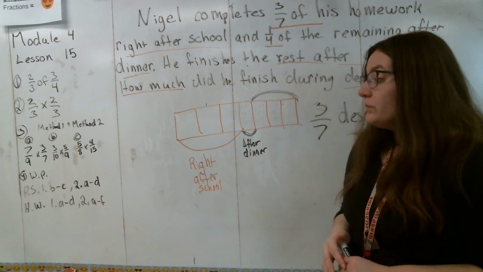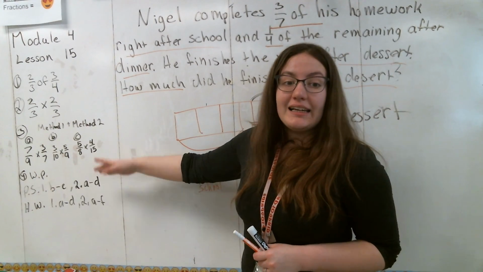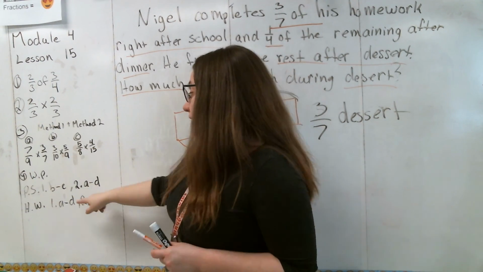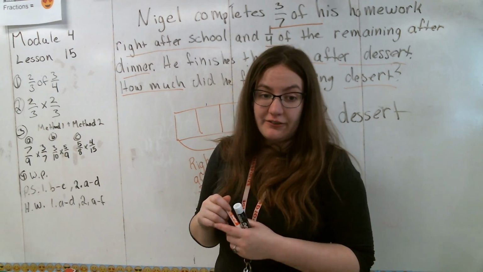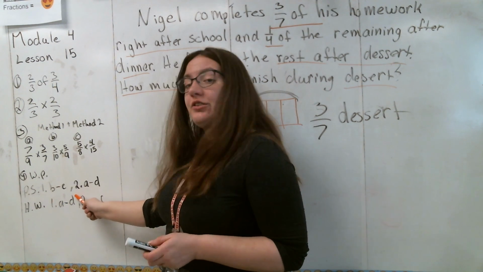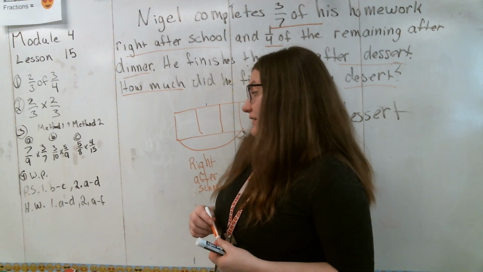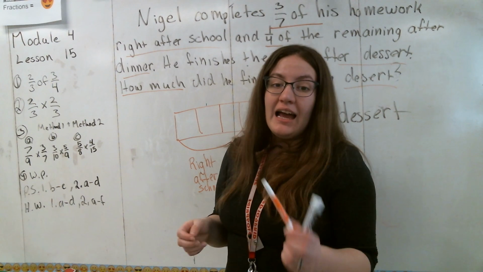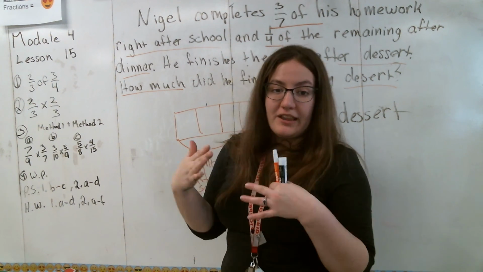All right, so for your problem set today, what you're going to be doing is lesson 15. Don't forget it's lesson 15. You're going to be doing number 1, B through E. So part A is already done for you. So it's number 1, B through E. And then you're going to do number 2, A through D. There are no word problems today, but I am expecting you to do all the models for some of the problems. And if your denominators get really big, then you can just do the method 1 or method 2 ways to solve them.